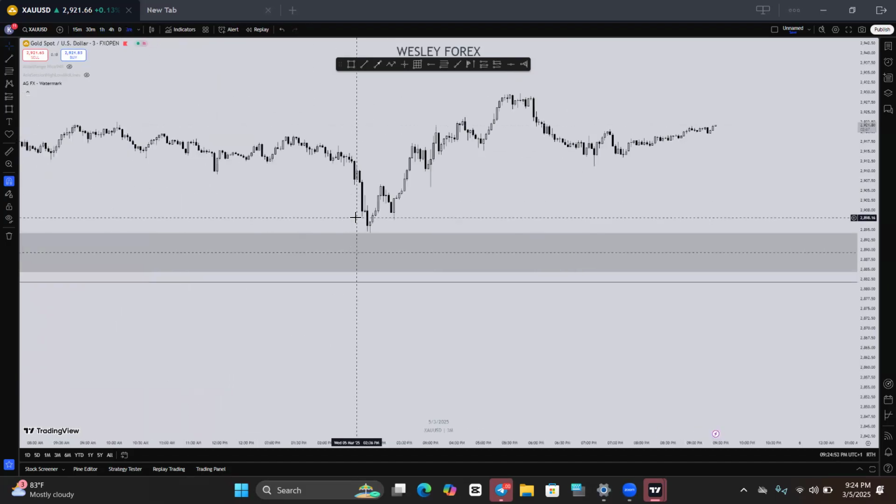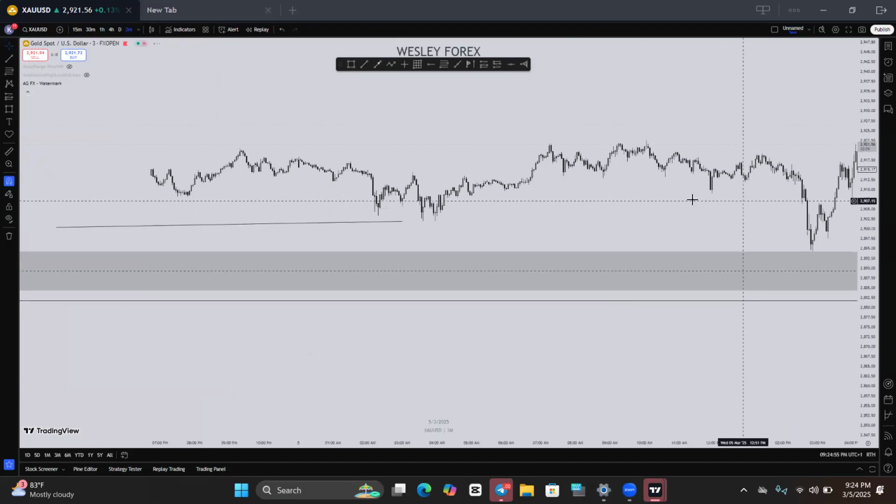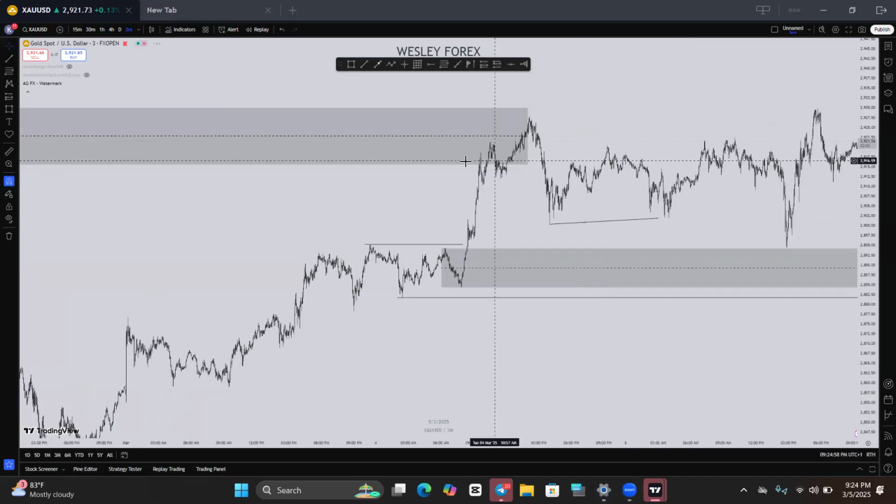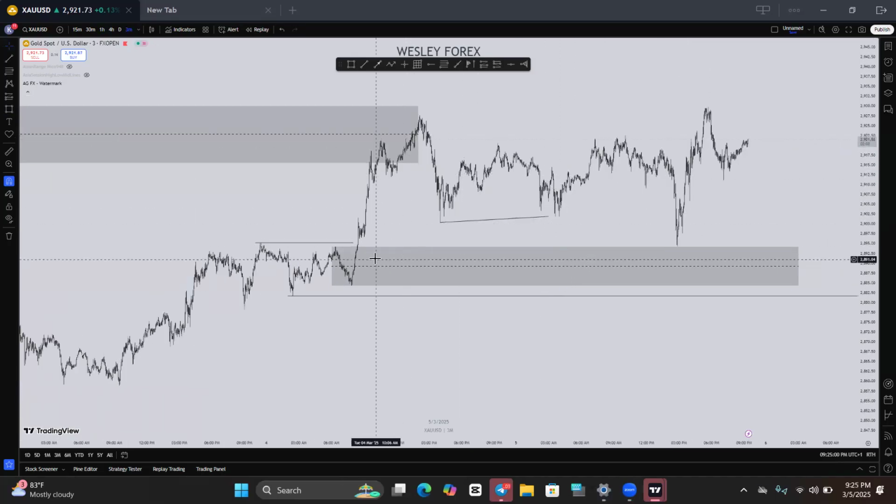So let's go down to the 3 minutes time frame and see if we actually would have gotten entries. So now we know that this other block here is our point of interest.